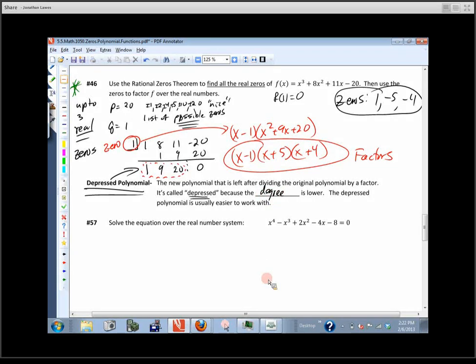That's the reason it's depressed. Whenever you divide, whenever you factor something out, the depressed polynomial, what's left, is always going to be a lower degree, so it's a little bummed. It's a little depressed. Okay? This is important. The depressed polynomial is usually easier to work with.